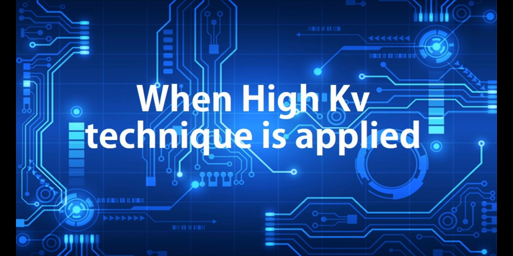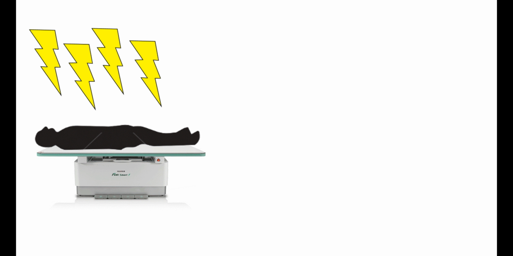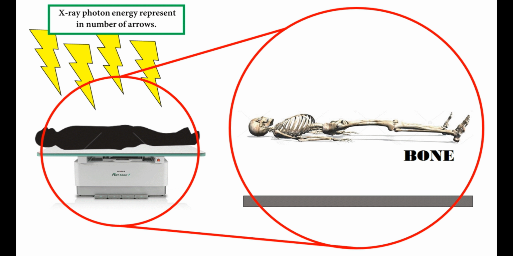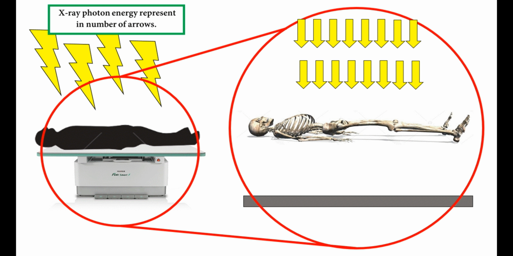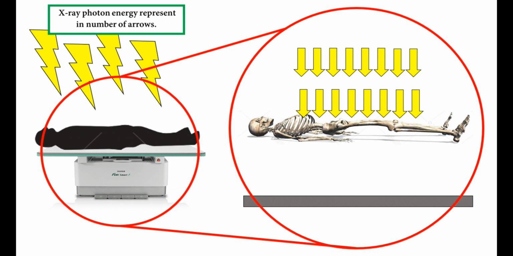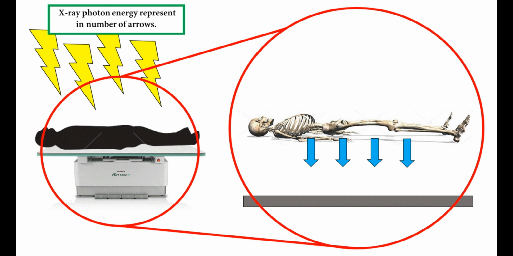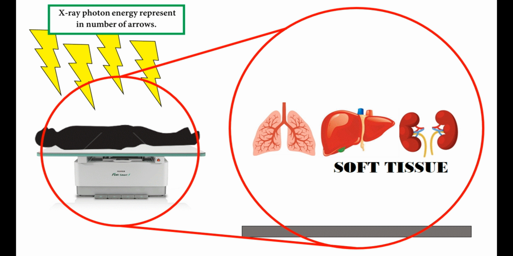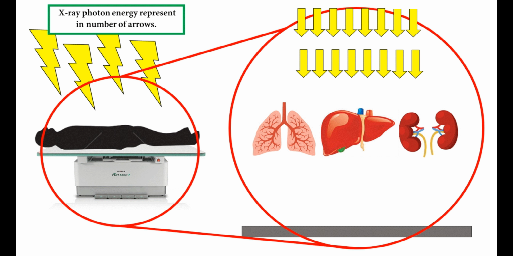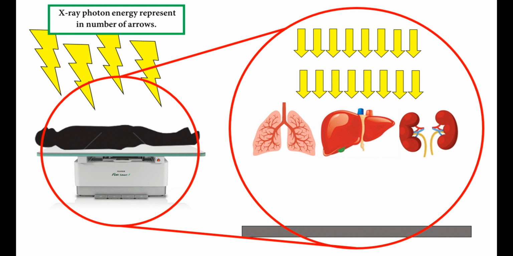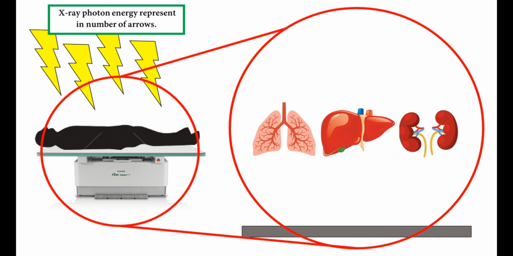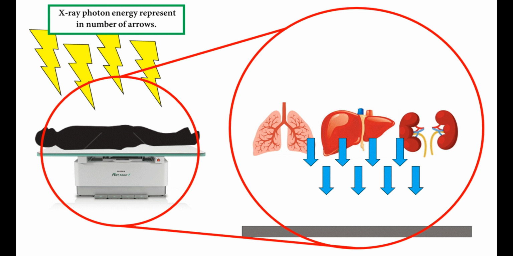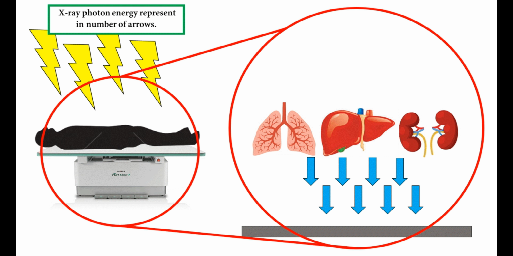When high kV technique is used, high energy X-ray photons will be released to the patient. The high density bone will absorb less radiation because high energy photons are able to penetrate through the bone. Hence, more X-ray photons will be received by the image receptor. For soft tissue, when compared to low KV technique, the soft tissue will absorb less radiation because high energy photons are able to penetrate through the soft tissue more. Hence, more X-ray photons will be received by the image receptor when compared to the low KV technique.